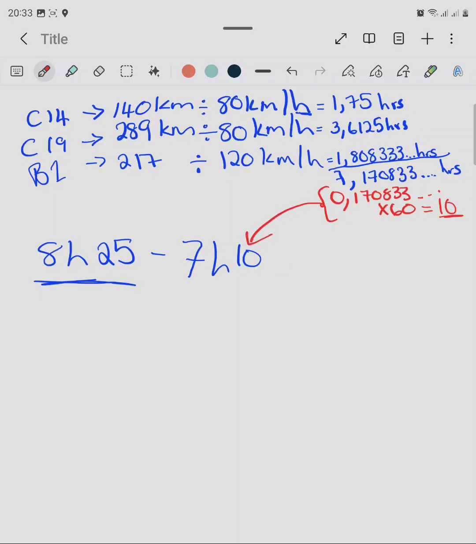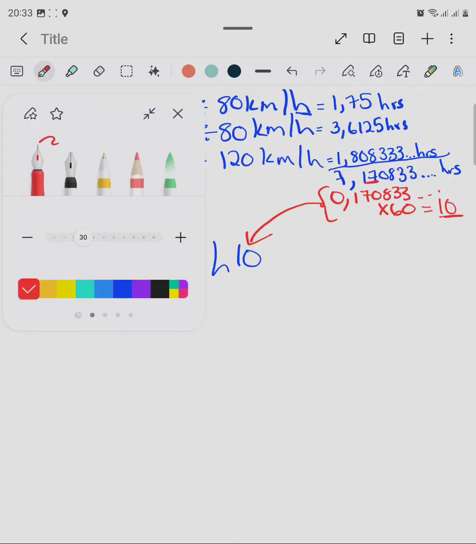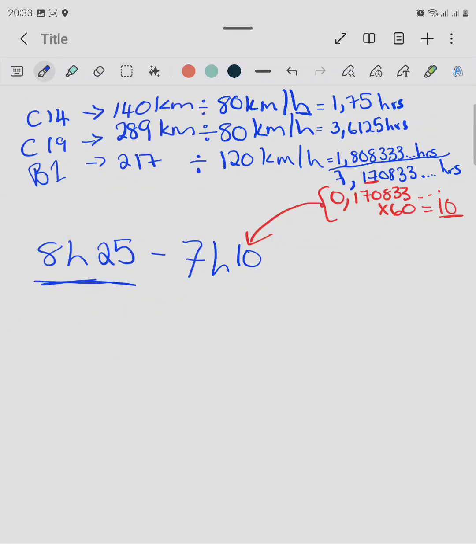The important thing here with time is do not just change the decimal into minutes. So this is not 17 minutes. It's only actually 10 minutes. So if I subtract those two times, I get left with 1 hour, 15 minutes, right?